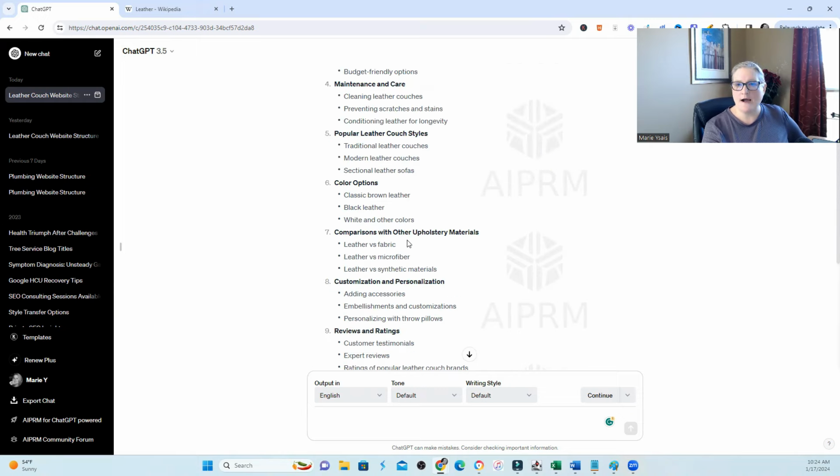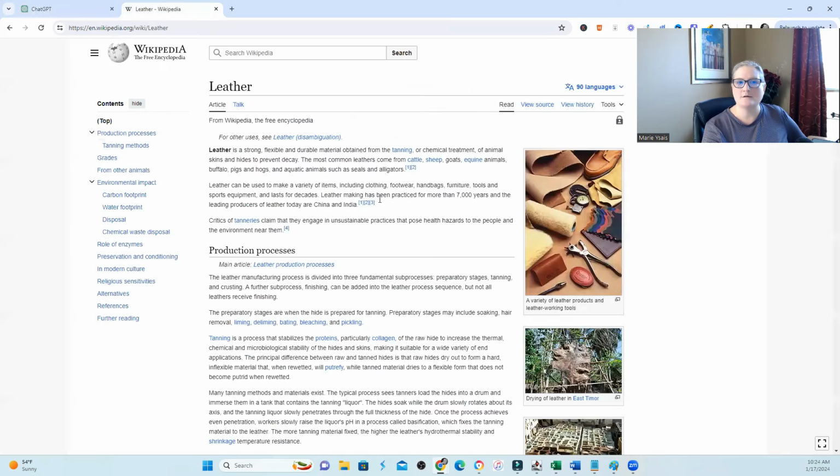So that's how I find seed keywords. I use Wikipedia and I look to see who has a main page. Hope that helps with all of your research.